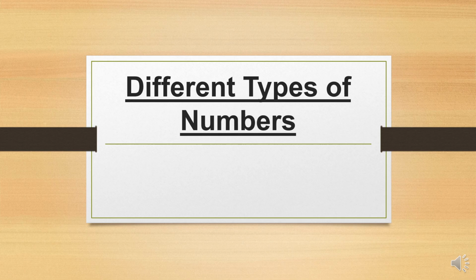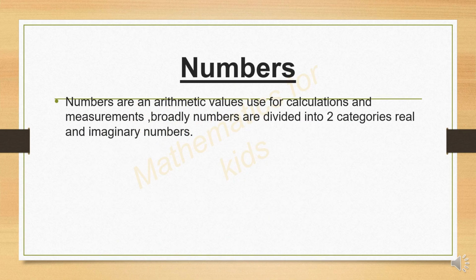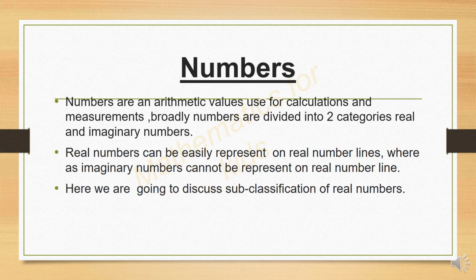Hello friends, today we are going to discuss different types of numbers. Numbers are arithmetic values which we use for calculations and measurements. Broadly, numbers are divided into two main categories, that is real numbers and imaginary numbers. Real numbers can easily be represented on the real number line, whereas imaginary numbers cannot be represented on the real number line.